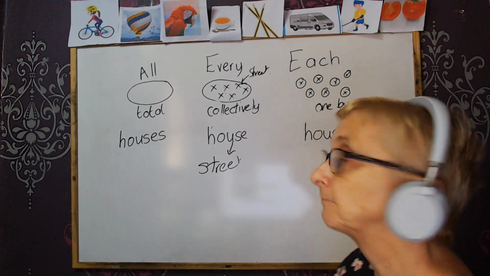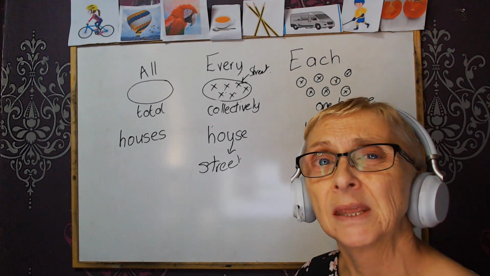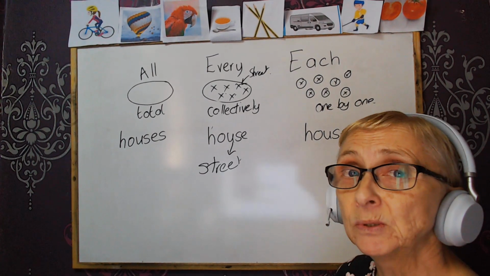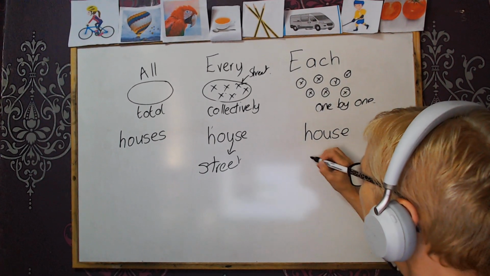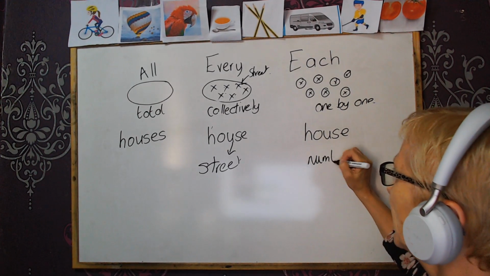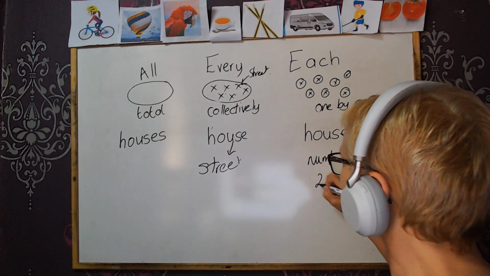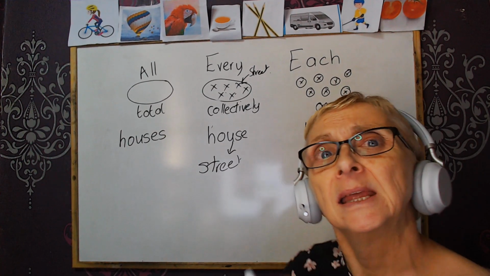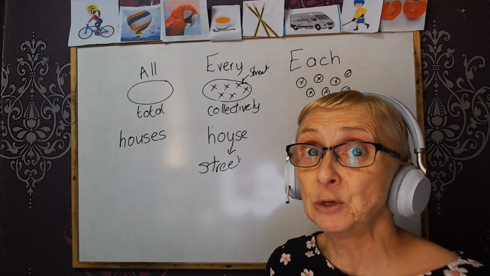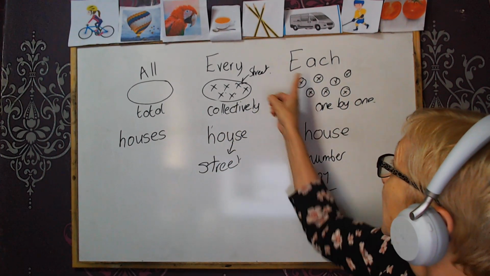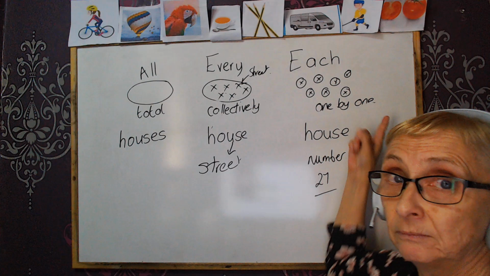Okay? The last one, each house has a number on it. Does your house have a number? My house is number 27. Each house has a number. Each one, individually. Each one by one.